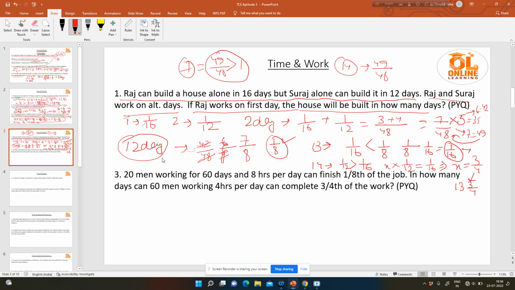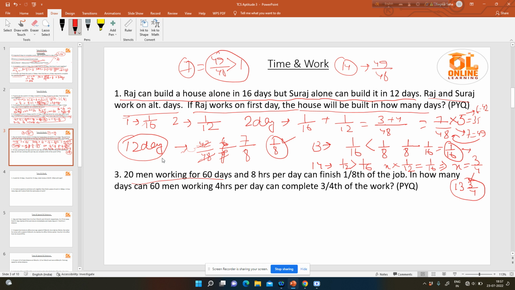Then in the 14th day, who will come to work? Suraj will come to work. His 1 day work is 1 by 12. That is greater than the left work, that is 1 by 16. So we will find how much part of 1 by 12 is 1 by 16. We are getting 3 by 4th part. So Suraj will work 3 by 4th of the day. So total days needed to complete the work is 13 3 by 4 days, right? Hope you have understood. Now let us move to the next question.